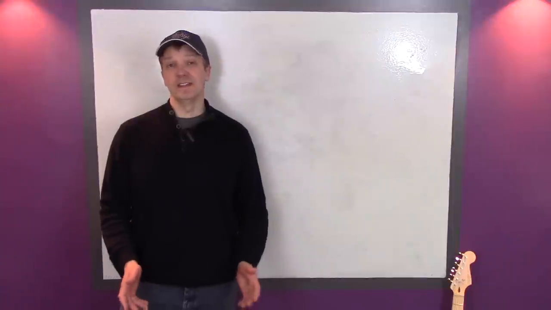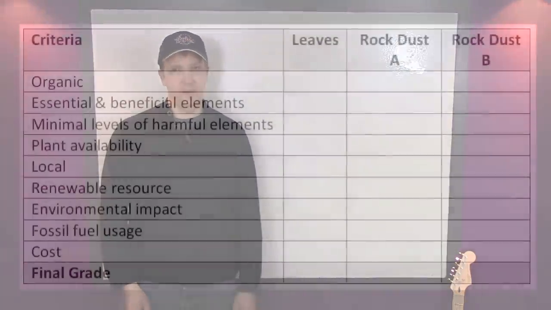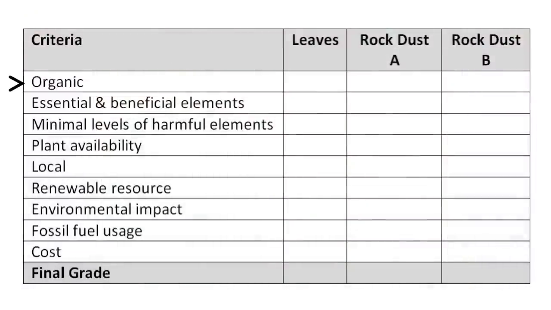To help me evaluate leaves versus rock dust as competing products, I've prepared a report card. I'm looking for a product that is organic, contains a full complement of essential and beneficial elements, and has minimal levels of harmful elements. Though I don't expect the minerals to be immediately plant available, I'd rather wait months than years for them to become so.